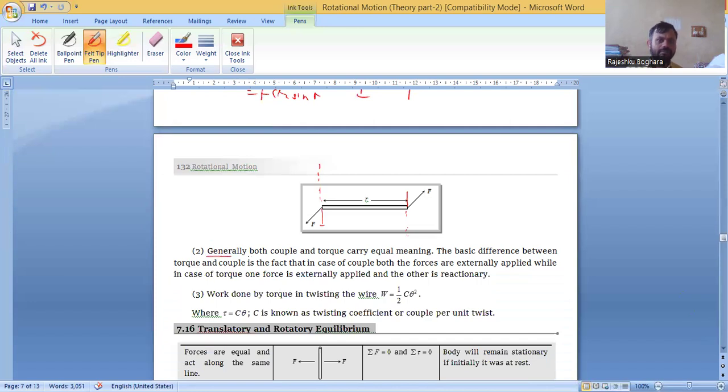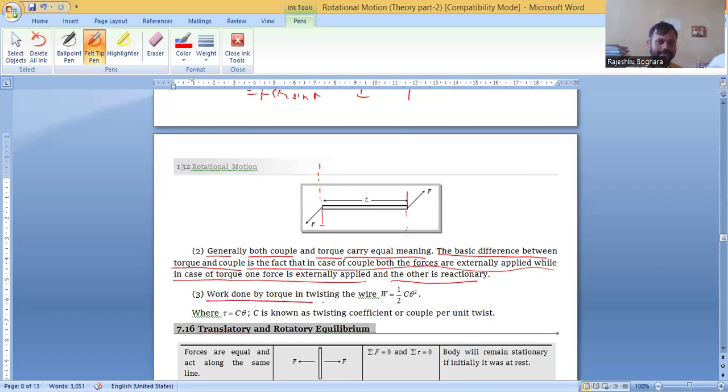Generally, both couple and torque carry equal meaning. The basic difference between torque and couple is that in the case of a couple, both forces are externally applied, while in the case of torque, one force is externally applied. In a couple, there are two forces, and in a torque case, one force is applied and the other is reactional.